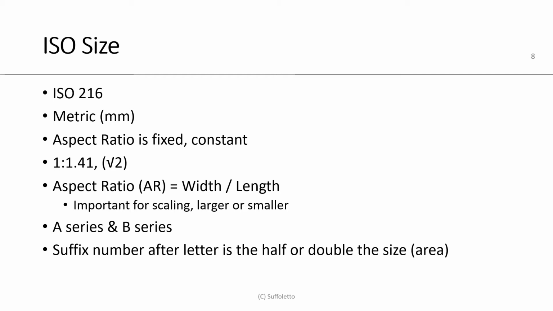There's two series in ISO sizes. You have the A series and you have the B series. The B series is larger, the A series is smaller. And in the ISO system, you have a suffix, which is a number, followed by a letter. And every time you increase that suffix number, you either increase the size of the paper, doubling it, or you decrease the size of the paper by halving it in terms of the area.